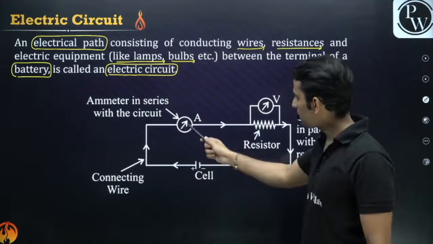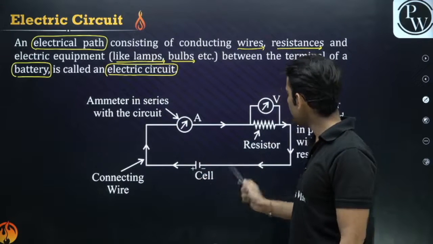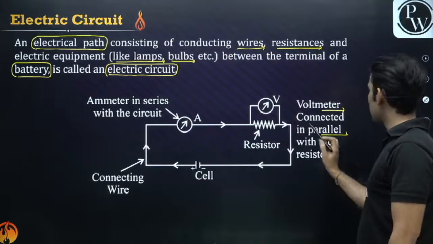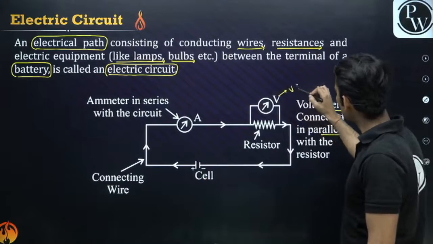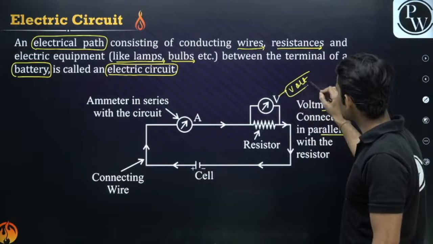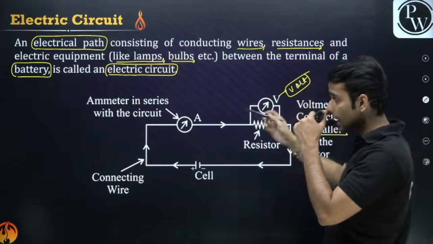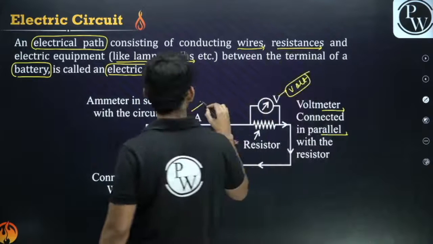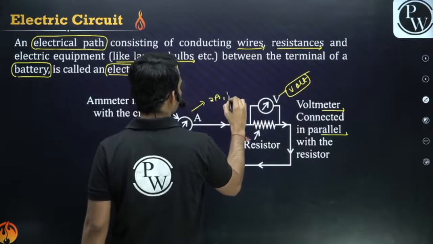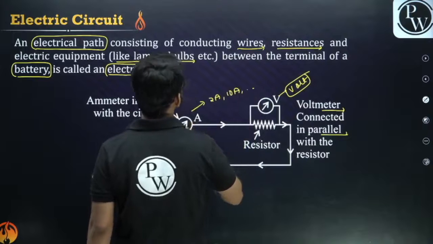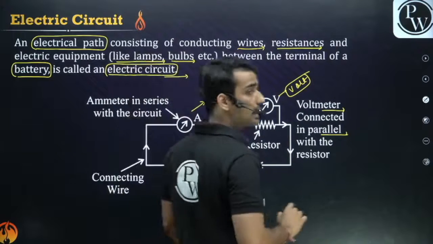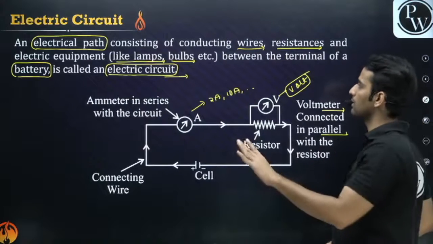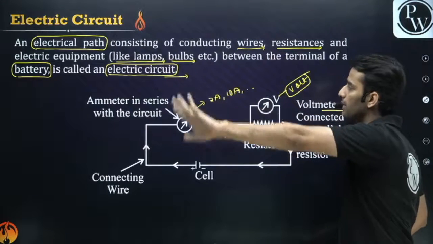So we have the ammeter in series, we have wire, cell, resistor, and the voltmeter connected in parallel with the resistor. The voltmeter is used to measure voltage. What is the voltage across this resistor? 10 volt, 12 volt. And the ammeter measures the current, like 2 ampere, 10 ampere, and so on. This is the electric circuit that you have to draw in your notebooks. It is a continuous path consisting of all these elements.